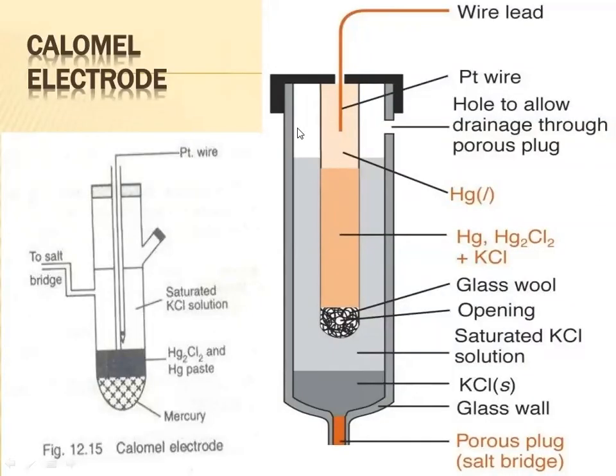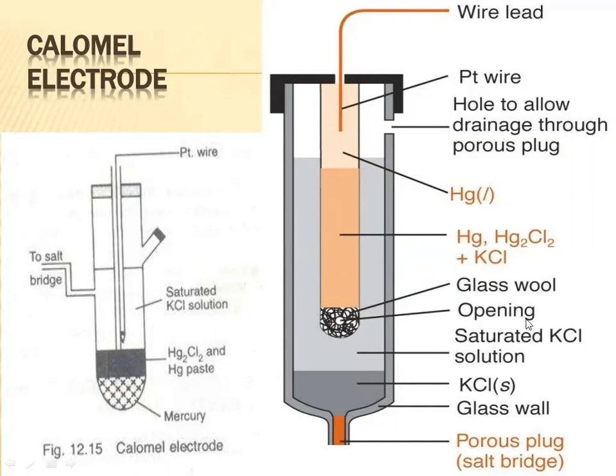We can see here the 2 glass tubes, the inner one and the outer one. In the outer tube, we can see the solution of KCl. In the inner tube there is mercury, mercurous chloride and KCl solution. Here the opening is there, and this is a solution of KCl. The potential of this electrode will change with the chloride ion concentration.